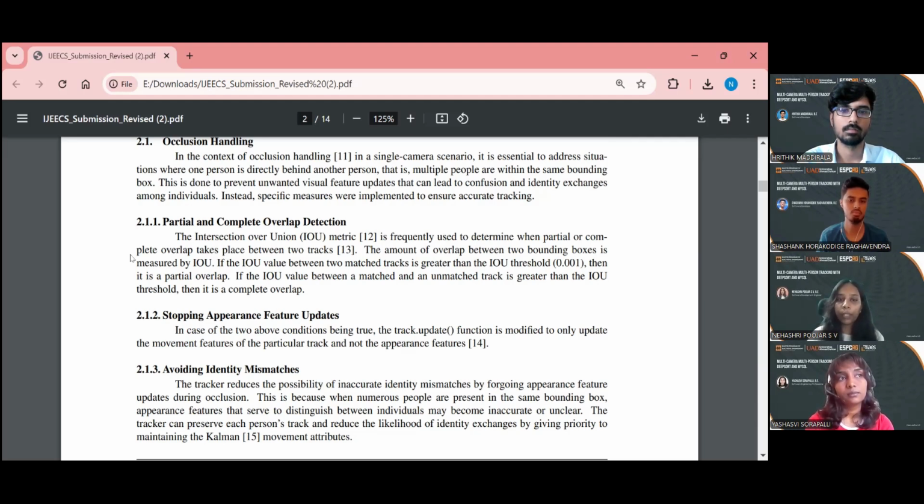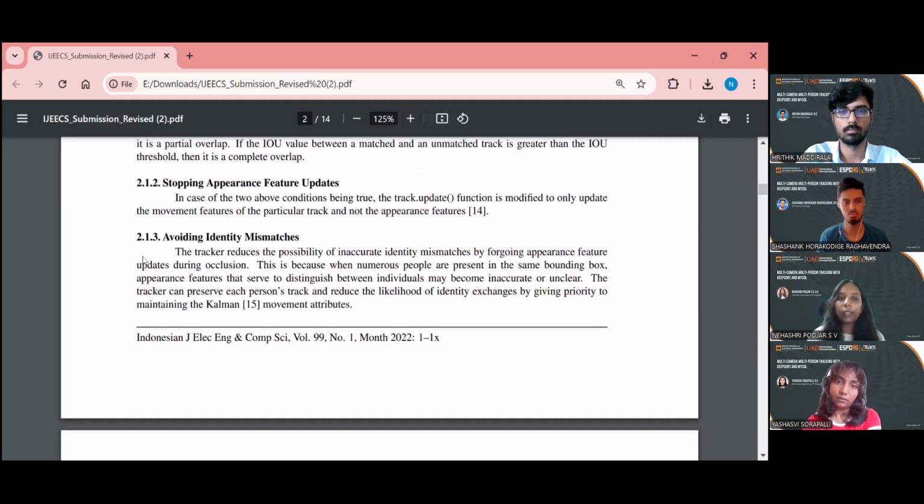Stopping the appearance feature updates. In case of the above two cases, that is partial and complete overlap, being true, the update function is modified in order to update only the movement features of the track instead of updating both the movement features and the appearance features. Avoiding identity mismatches is another enhancement, where the tracker reduces the possibility of inaccurate identity mismatches by stopping the appearance feature updates during occlusion.